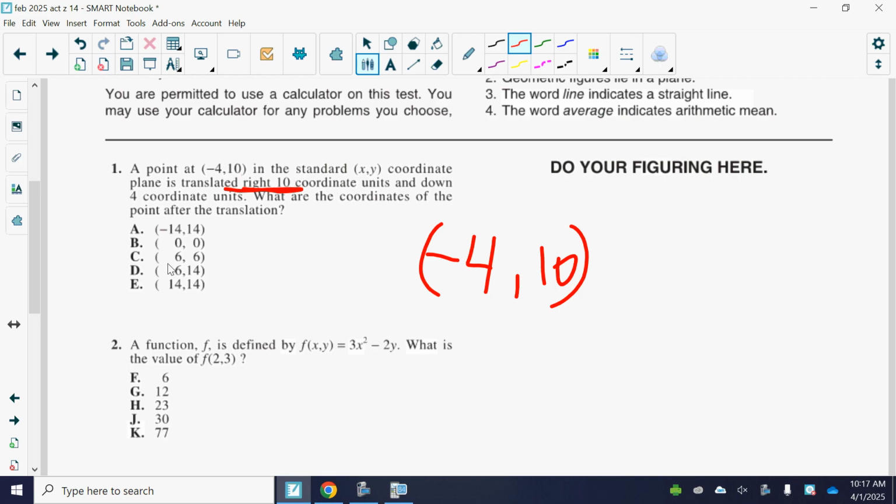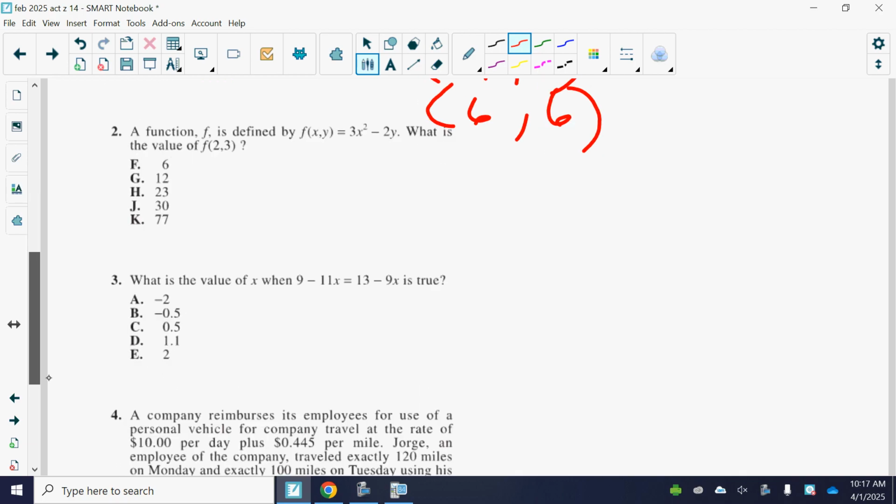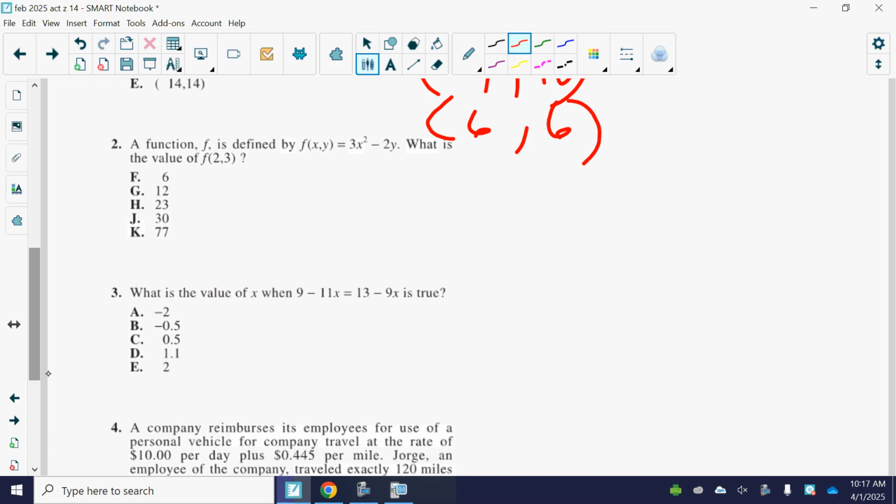Sorry, I have to start over. When you move 10 units to the right, you add 10 to the x, and when you go down 4 to the y, you subtract 4. Answer 6, 6. This is a classic STO.